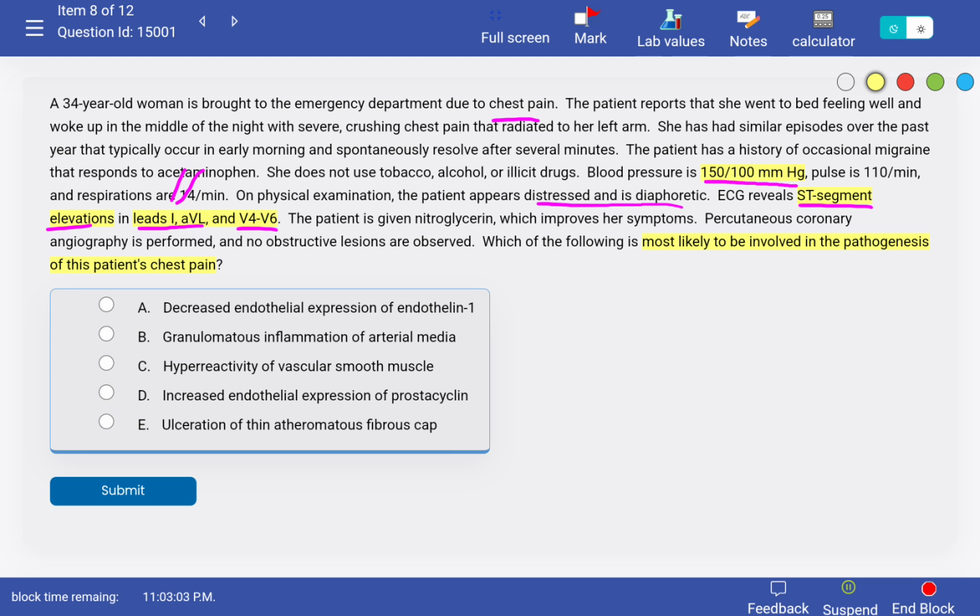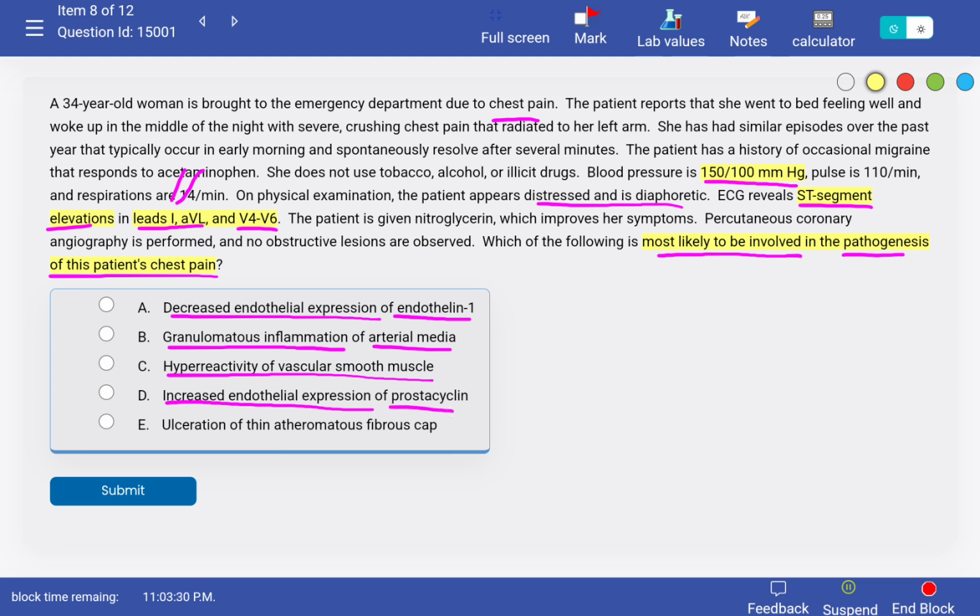Percutaneous coronary angiography is performed and no obstructive lesions are observed. Which of the following is most likely to be involved in the pathogenesis of this patient's chest pain? Option A, decreased endothelial expression of endothelin 1. Option B, granulomatous inflammation of arterial media. Option C, hyperactivity of vascular smooth muscle. Option D, increased endothelial expression of prostacyclin.